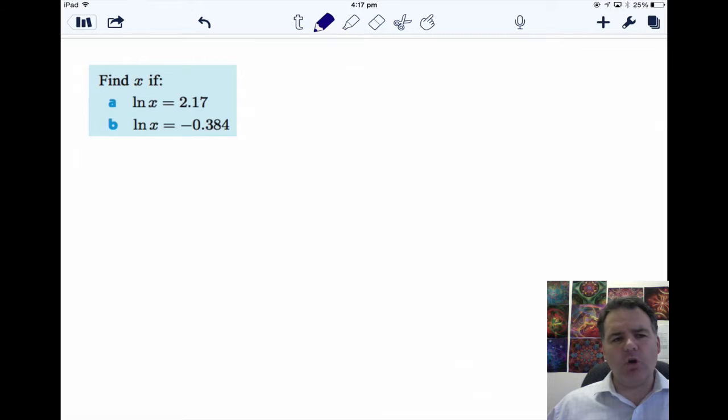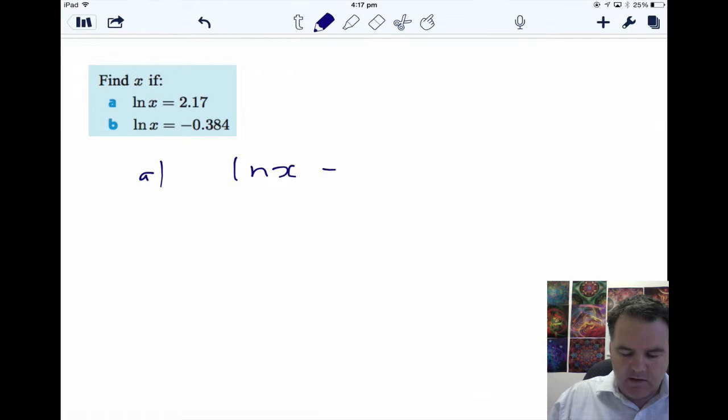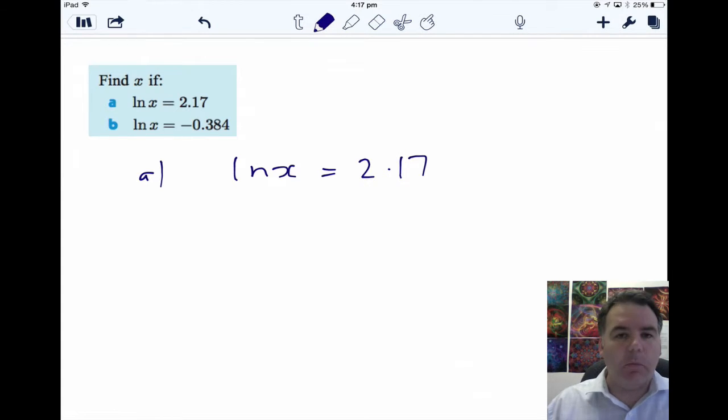If we want to solve an equation, ln x equals 2.17. Let's do this. ln x is 2.17. We know when we're solving equations, we're really good at doing the inverse of things, right guys? The opposite. So if we've got x squared equals something, we square root. If we've got the square root of x equals 4, we would square both sides. We kind of understand those easy ones.